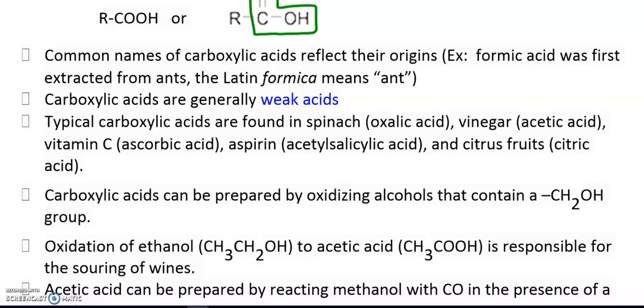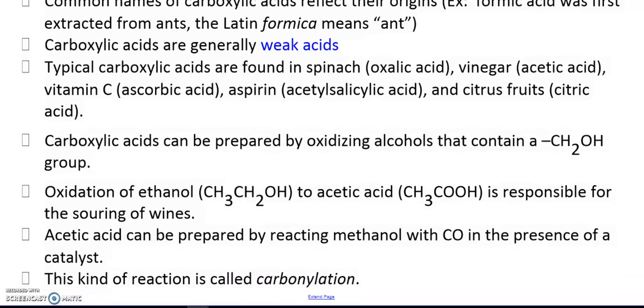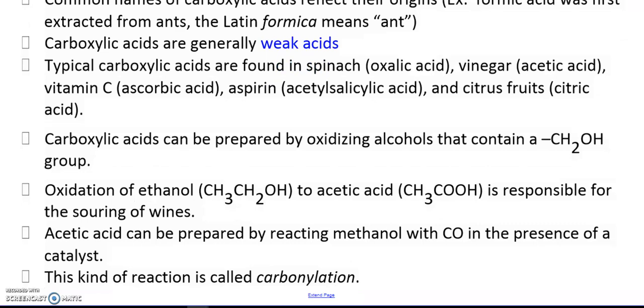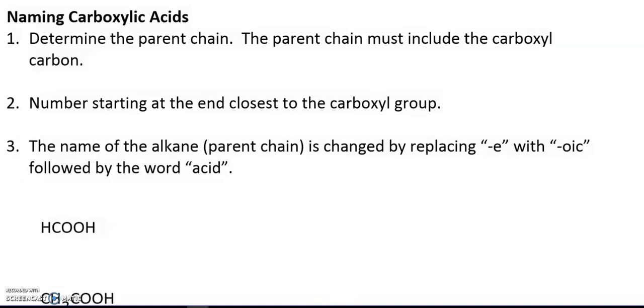Alcohols are oxidized to make these. So if you had ethanol, for example, like in a bottle of wine and you let it sit out over time, it would oxidize and turn into acetic acid or ethanoic acid, which is why wine will actually turn into vinegar.